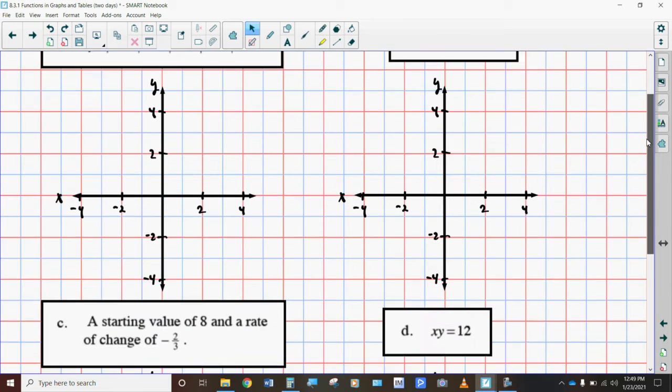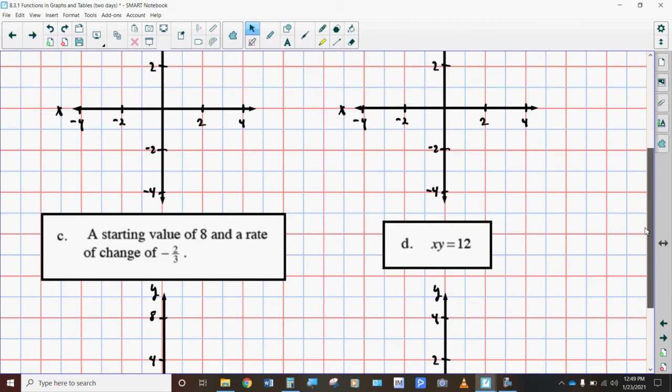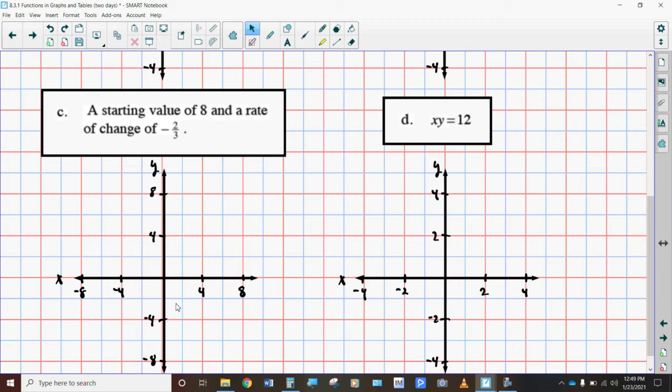I would recommend that for each one you set up your graphs with a counting sequence of 1, with the exception of C. For this one, in order to see all the points, you could still count by 1, just make sure that you make it all the way out to 8 on both your X and your Y axis. I decided to count by 2s, and I accomplished the same thing.